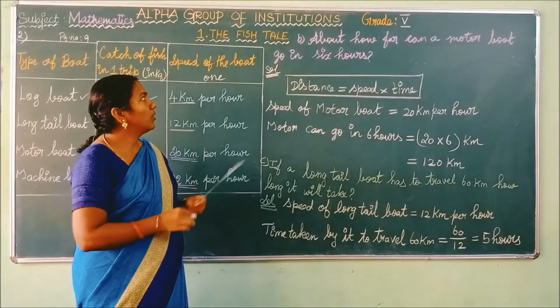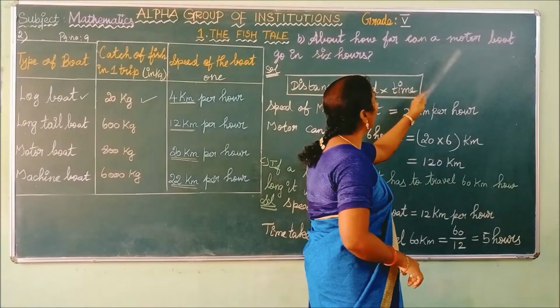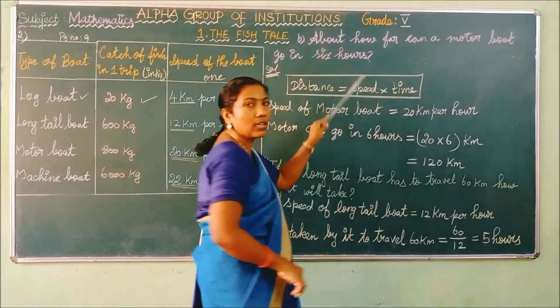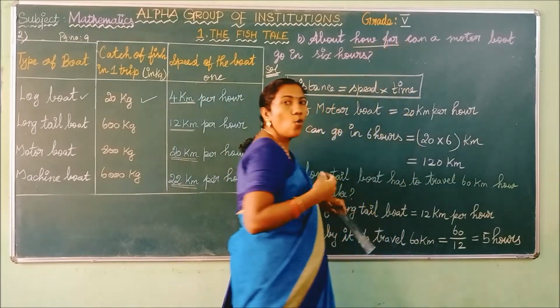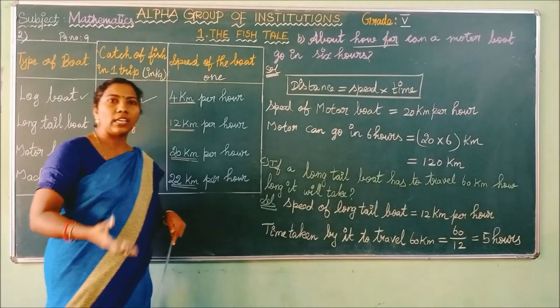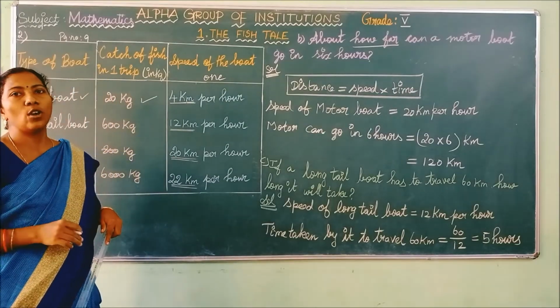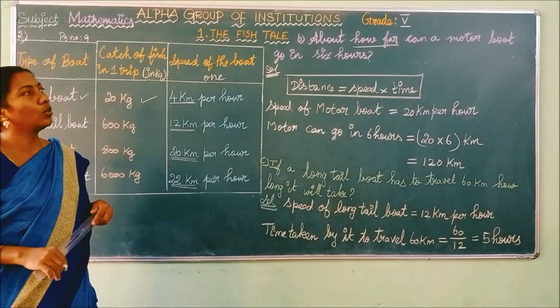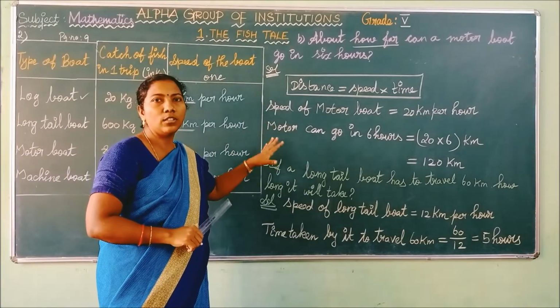See the subdivision B, children. About how far can a water boat go in 6 hours? Listen. The clue word is how far. How much means you have to find the quantity. How long means you have to find the time. How far means you have to find the distance. So while you are doing the sum, you have to listen to the clue words given in the question.